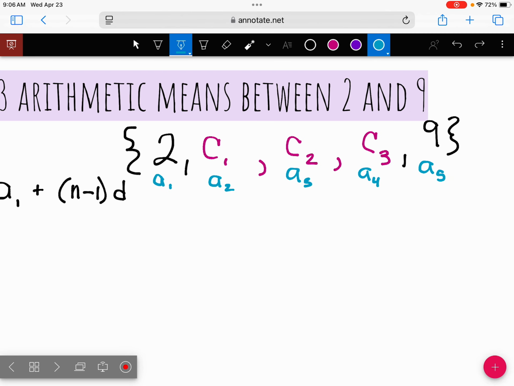Yes, dear. So this, like, when you keep going, it stops at 9? Yes. So when we're inserting them in between, it's going to stop right there. We're making a finite sequence. Is 9? So 9 is going to be what our a sub n equals. 5 is going to be our n.